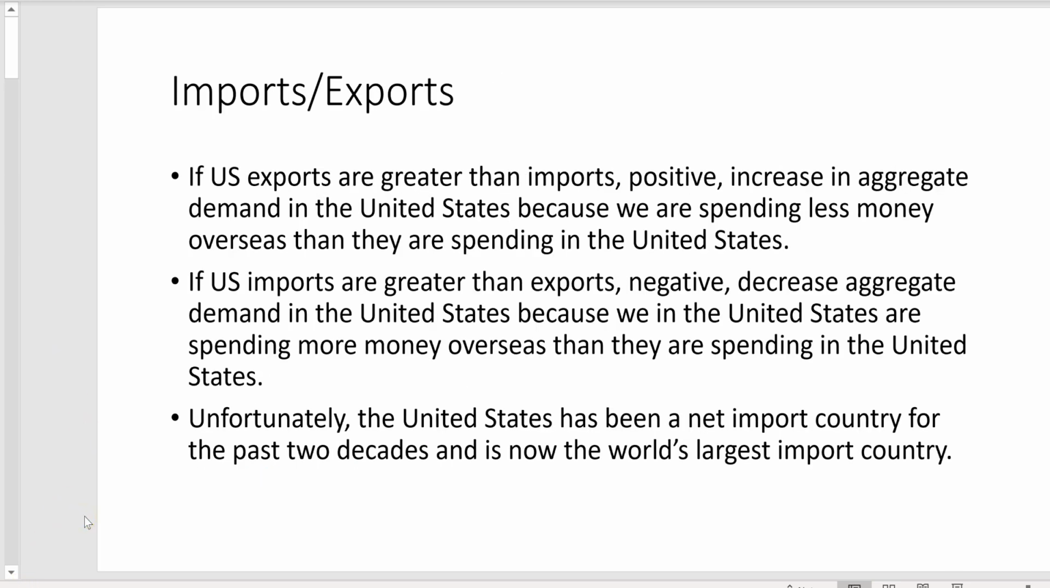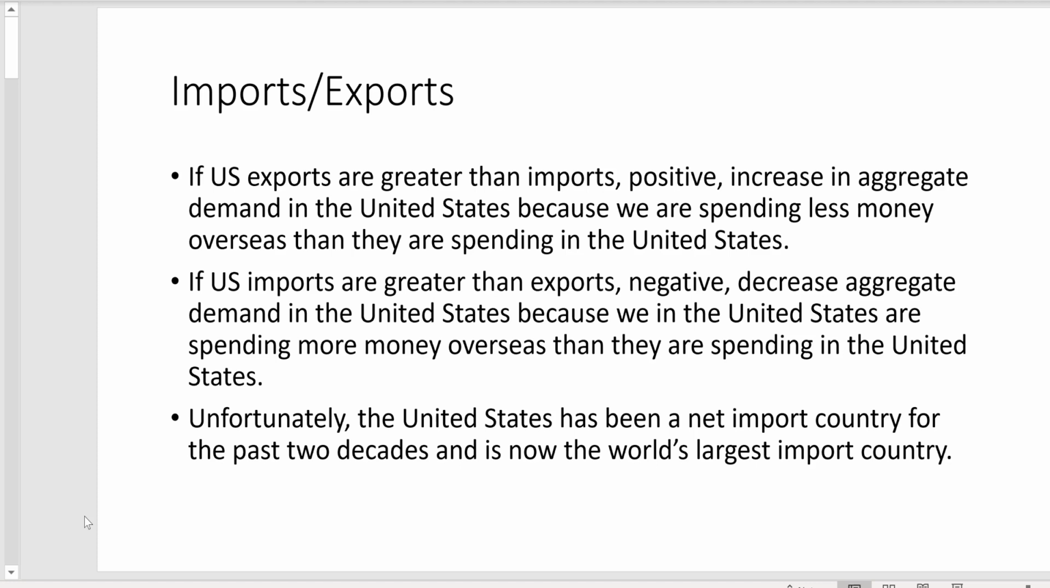And the reason for that is if U.S. exports are greater than imports, then that's positive, because that's going to result in an increase in aggregate demand in the United States, since we're spending less money overseas than they are spending in the United States. So they, being foreign countries, will be spending more money in the U.S., and we as U.S. citizens would be spending less money overseas.